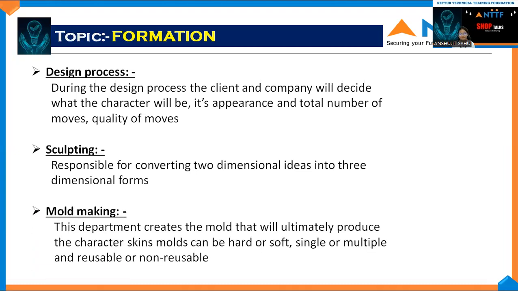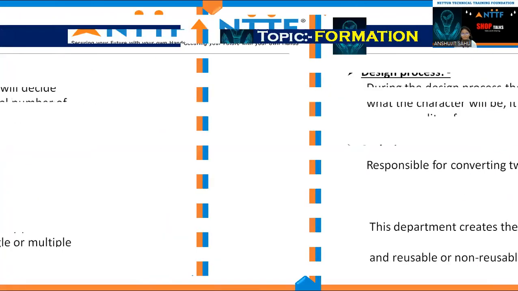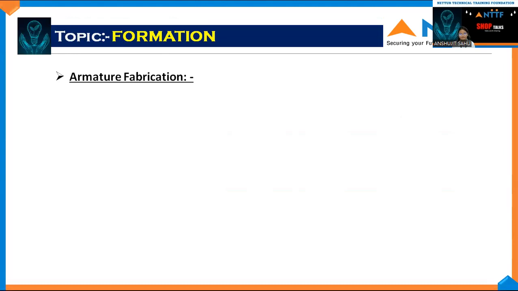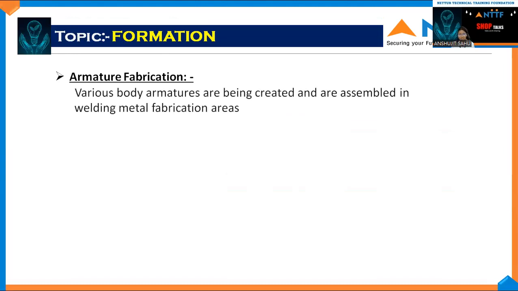Next is mold making. This department creates the mold that will ultimately produce the character skins. Molds can be hard or soft, single or multiple, and reusable or non-reusable. So next is armature fabrication. Various body armatures are created and assembled in the welding and fabrication areas.